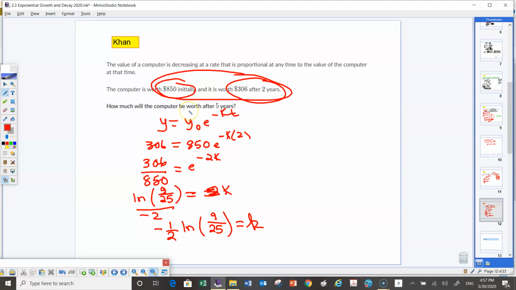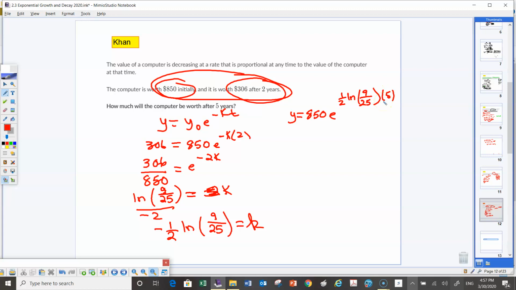So now I can rewrite my equation. I know my initial amount, I know my value of k, and now I can solve for how much the computer will be worth after 5 years. So I have y is equal to, my initial amount is 850, k, well, I have a negative in my equation and a negative out here, so that's going to turn out to be 1/2 ln 9 over 25, which is my negative amount because the logarithm of a number less than 1 is negative, and I'm timesing that whole thing by 5.